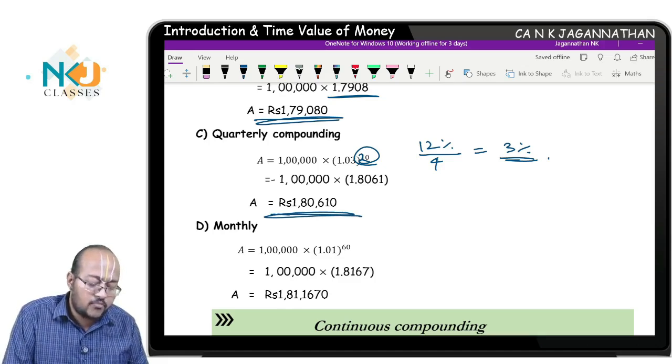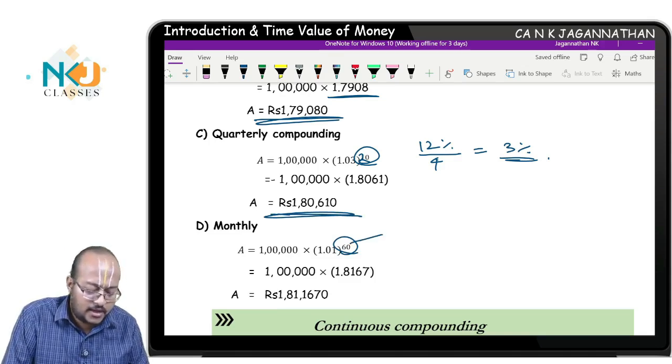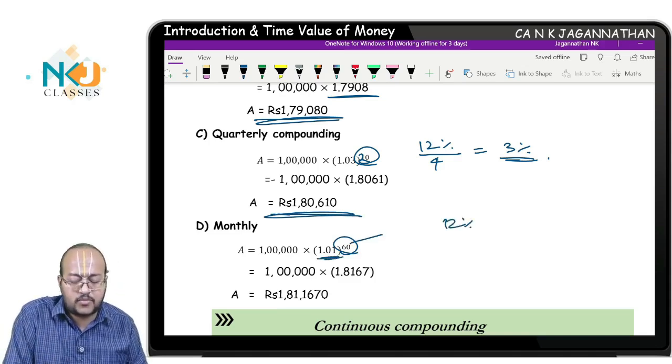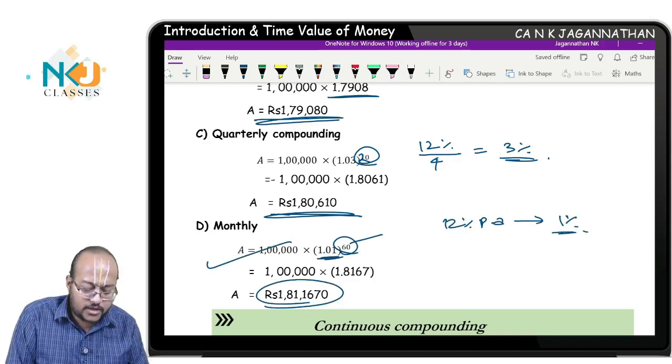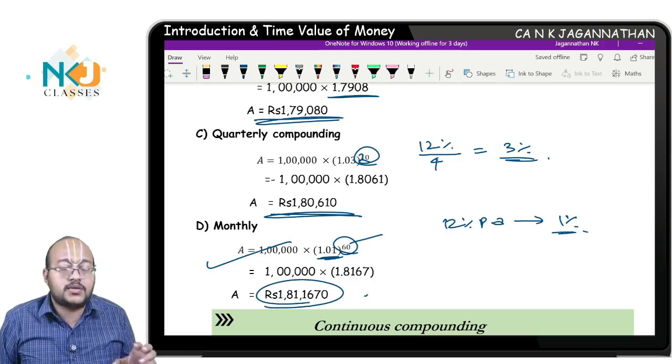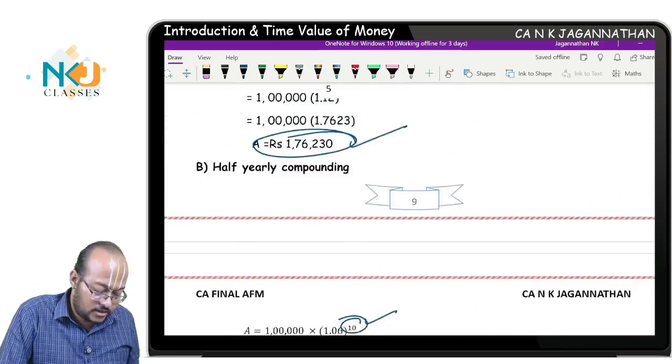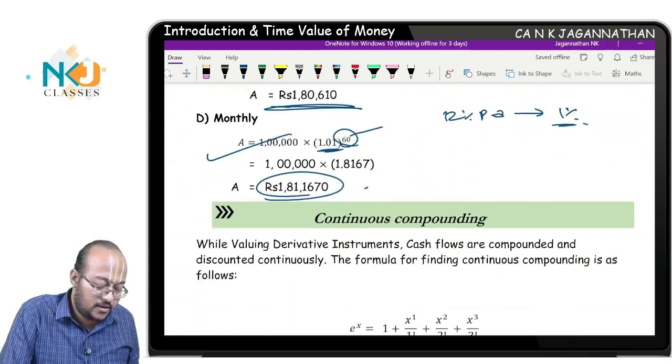Are you understanding? Monthly compounding, here how many months are there for a 5 year period? 60 months are there, and 12% per annum. How much interest rate per month? 1%, correct? Substitute the data, you will get these many numbers. Now all these are compounded for varying periods, annually, semi-annually, and monthly also.